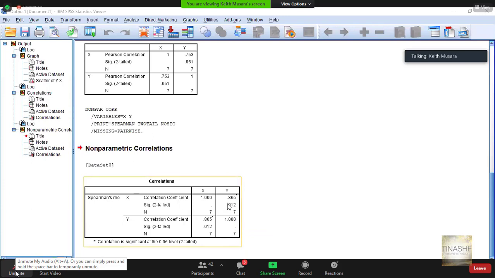Yes, these values should be different because we are using different approaches. The Pearson correlation doesn't consider the rank, while the Spearman correlation considers the component of the rank. That's why these values will be different. So this was what was expected of you to do in tutorial number 1.